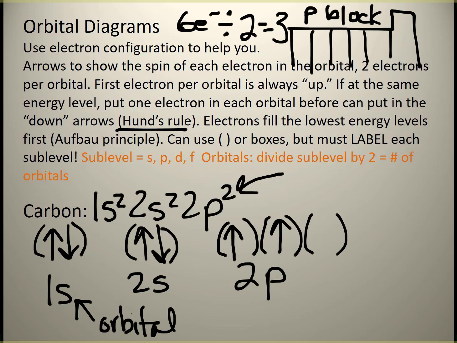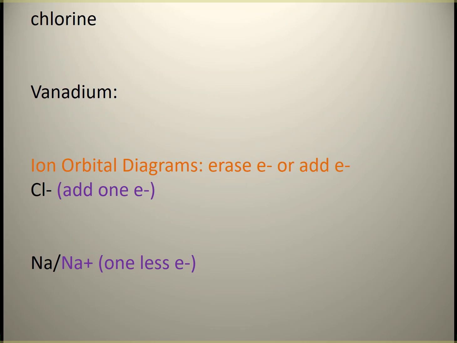The very first electron in the orbital will always be an up arrow. And you always fill the lowest energy levels first. It's called the Aufbau principle. So I'm always going to put electrons in the 1s orbitals first before the 2s. So let's go through and write some of these orbital diagrams for each of the elements. And it's okay to use the abbreviated electron configuration.